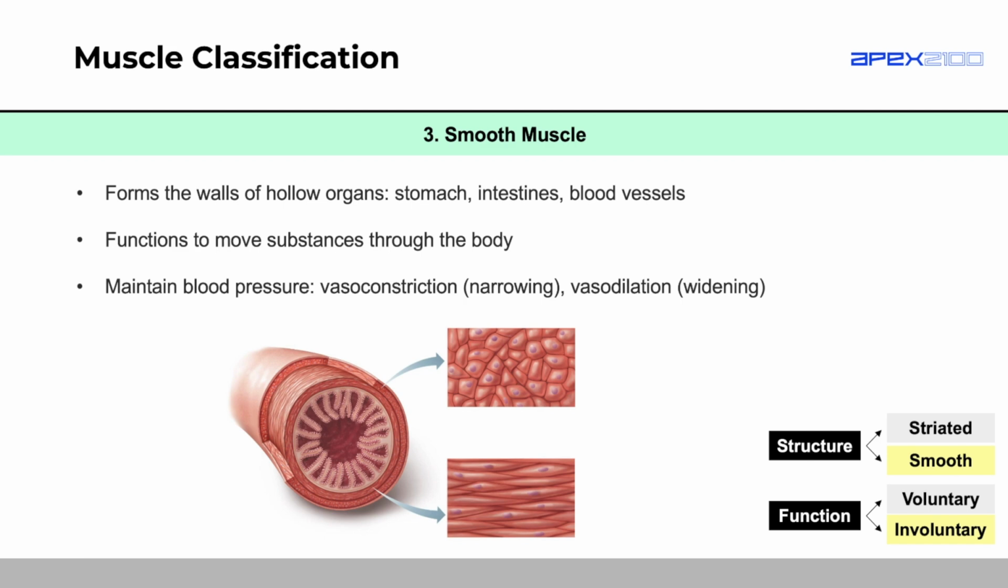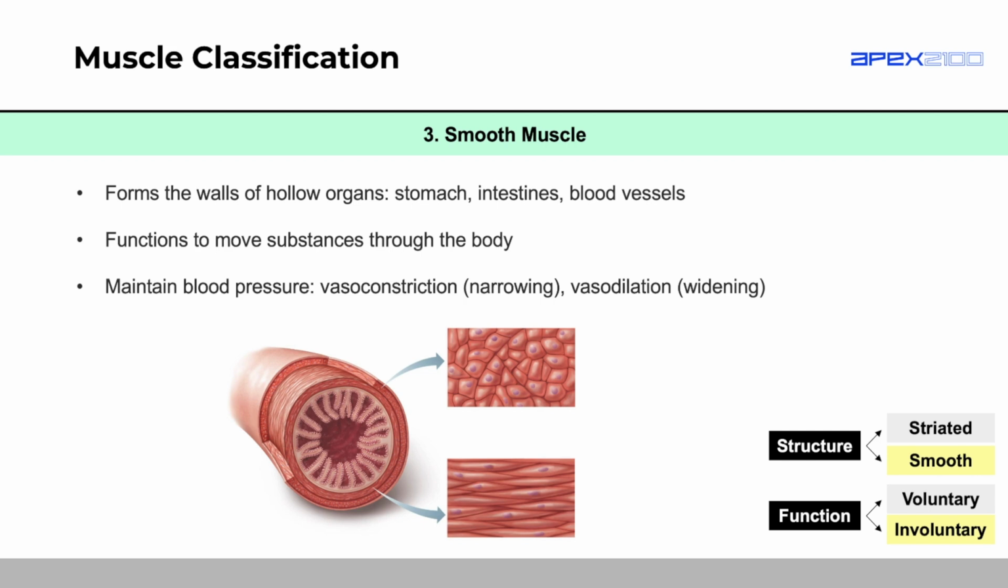And then finally, we have smooth muscle. The structure is smooth. It's sort of in the name, right? So this is our only smooth structured muscle, and it's called smooth muscle. Smooth muscle forms the walls of our hollow organs. So it forms the walls of our stomach, our intestines, and our blood vessels. So our arteries and veins are all made out of this smooth muscle.